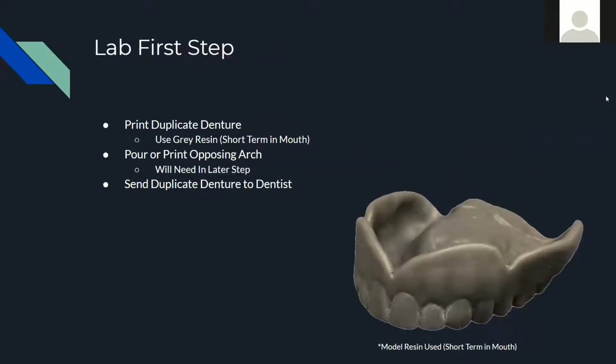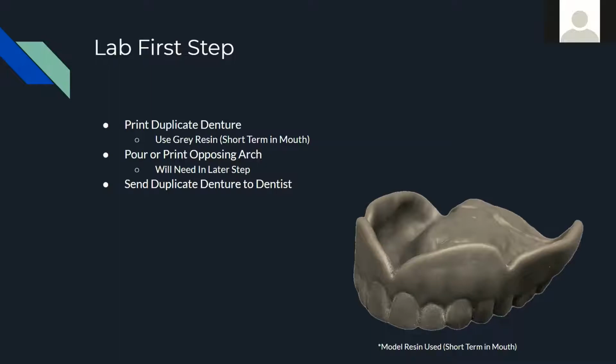Then the lab would go ahead and print. What we do is we print a duplicate of the old denture. We use gray model resin though, and we use a short-term in-mouth. This would be mainly used for when we do a wash and you're using this as an impression tray. The reason we use the gray model resin is because this way you can tell the difference between the duplicated denture and the try-in denture, which would be in the white Dentca try-in material later on.